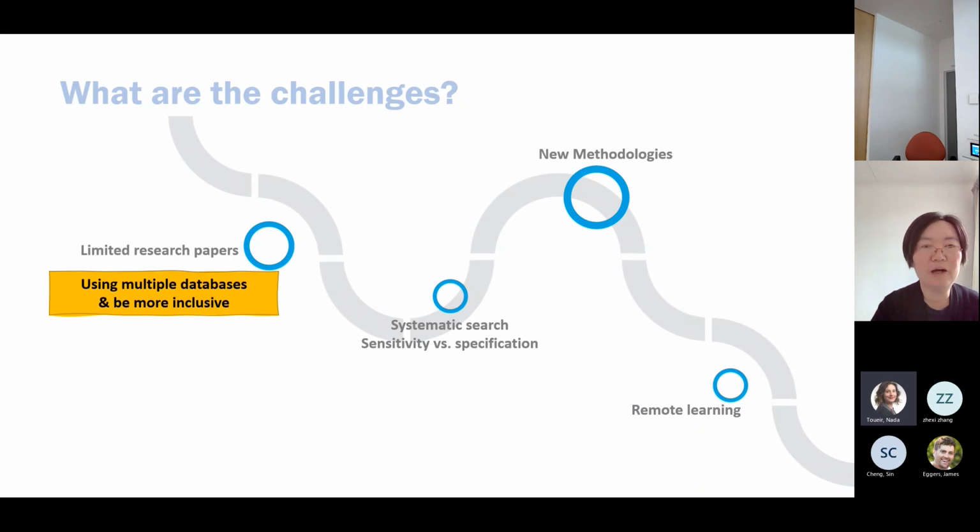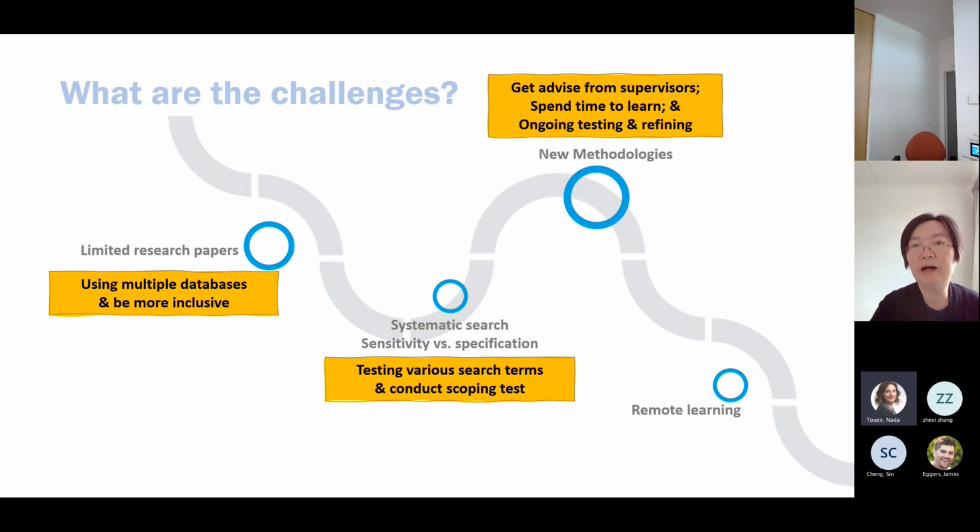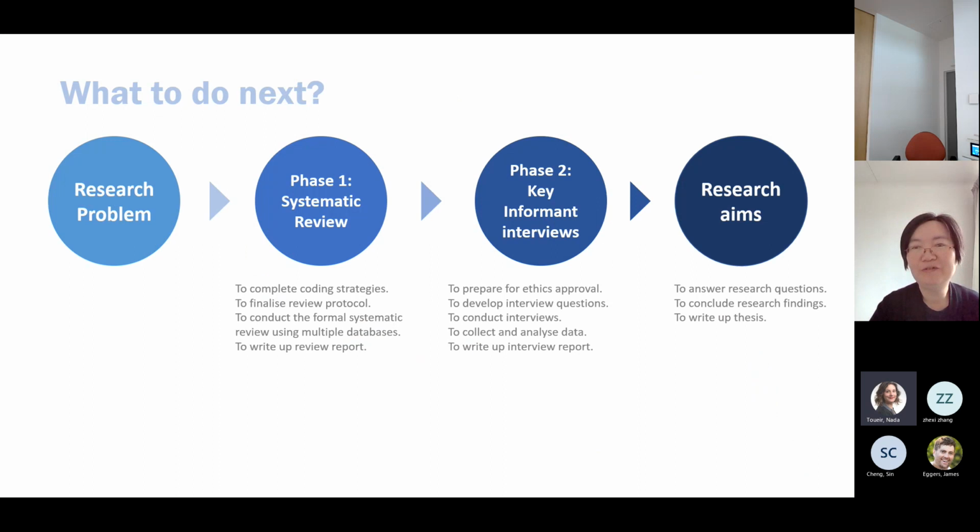To overcome these challenges, I did a lot of things. First, I tried to use multiple databases and to be more inclusive of the data. And I tested various search terms and conducted extensive scoping tests for each strategy. And I got a lot of advice from my supervisors and spent a lot of time learning and doing ongoing testing and refining of each step. Then I also need more ongoing support in future studies.